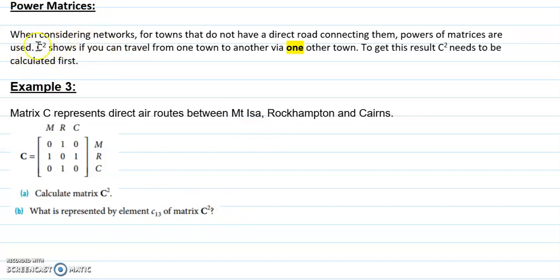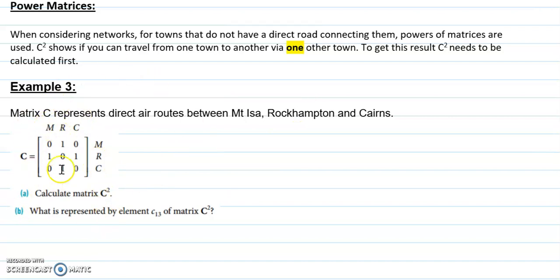So a power matrix of C squared would show that you can travel between 2 towns with 1 stopover. So you go from one town to another town, but it has to go via one other town. If it's C cubed, then that will be via 2 other towns. Now to do that, you actually have to get the result of C squared, or whichever the matrix is, you have to square it.